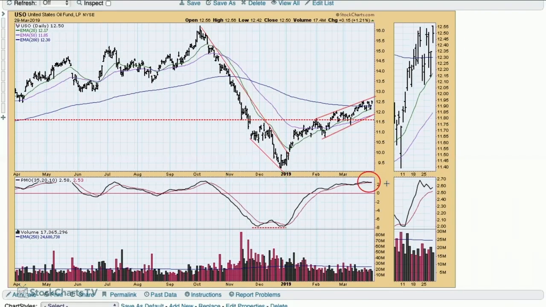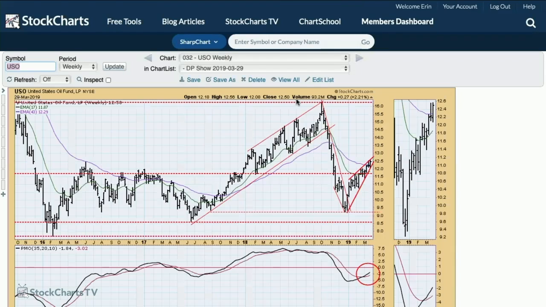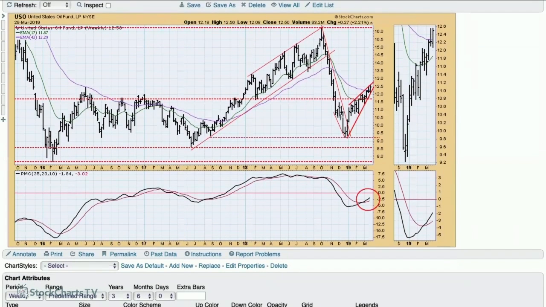USO, rising in a loose rising wedge, a good looking PMO. It's above +2 and moving sideways, which means that the pressure is steady. Not a lot of fluctuation there. On the weekly, we've got a very tight rising wedge. It should resolve within a week or two, I think. And of course, we think that this is a bearish formation, so we expect it to resolve downward.